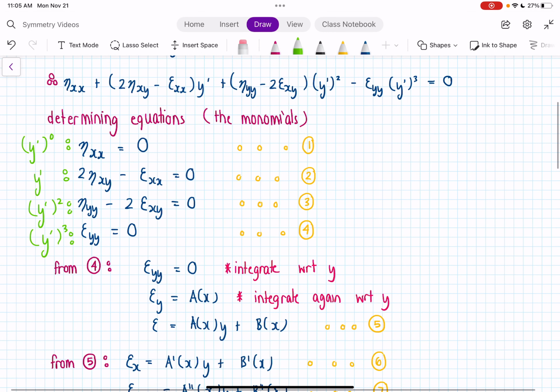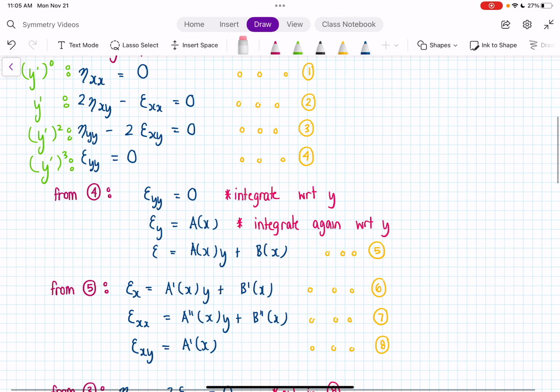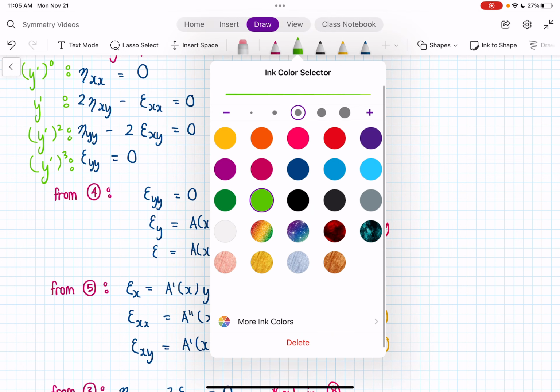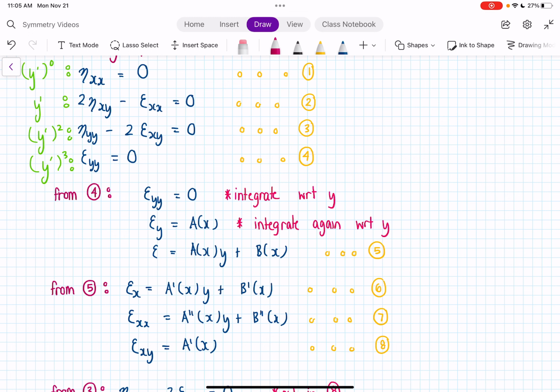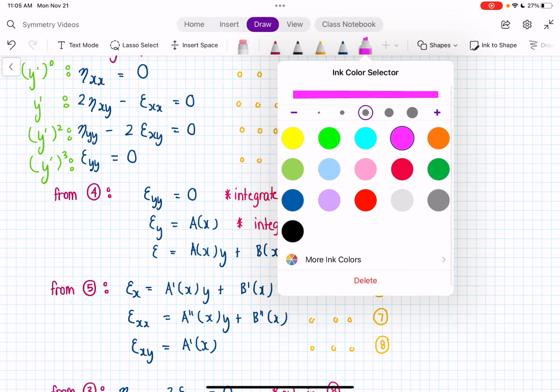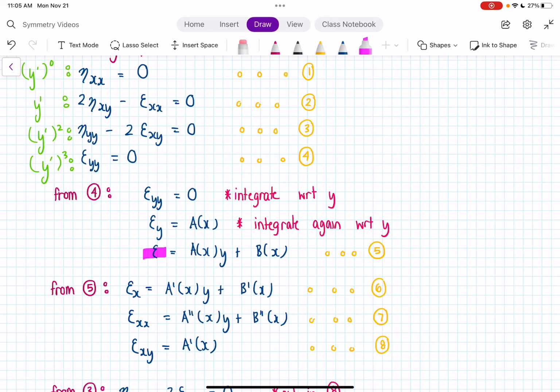So from equation 4, we can integrate first in terms of y, which then tells us that we get a function in x. So a of x is just some function in x. And then we integrate again with respect to y. And now we have some kind of definition to my xi. It's not clear yet. It's not complete yet because it's all in terms of a of x, b of x, but I have a starting point.